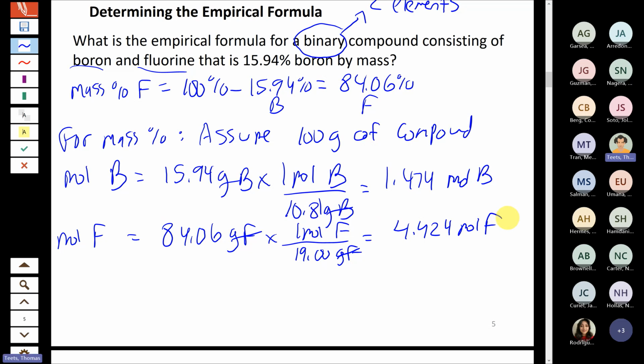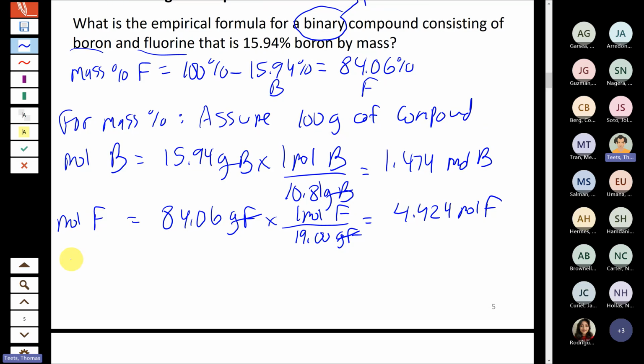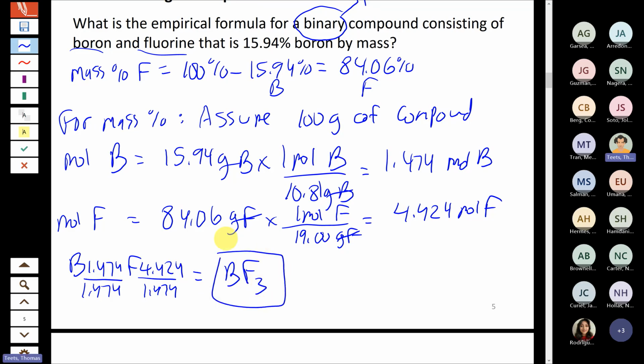So those are the moles of each element that we have in 100 grams of the compound, and then the ratio of those would give us the empirical formula. So B 1.474, F 4.424. Clearly not whole numbers, not anything close enough to round, so we're going to divide the two numbers. That comes out to BF3. No need to further modify that.